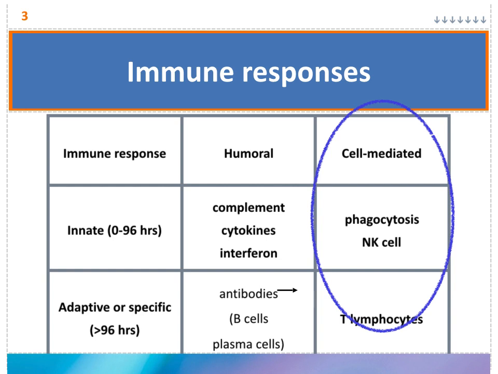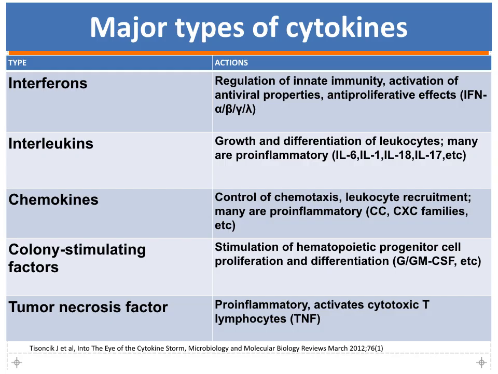One of the important molecules that is produced during an immune response would be, for example, a cytokine. Cytokines are molecules derived from single cells and can be classified in various ways. This is one classification. They can be classified as interferons. The interferons actually are antiviral. They regulate innate immunity and activate antiproliferative effects, and they have antiviral properties preventing viral replication.